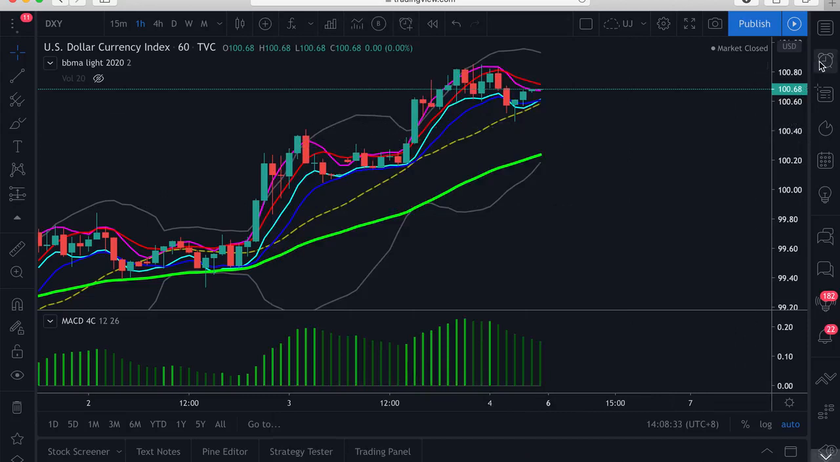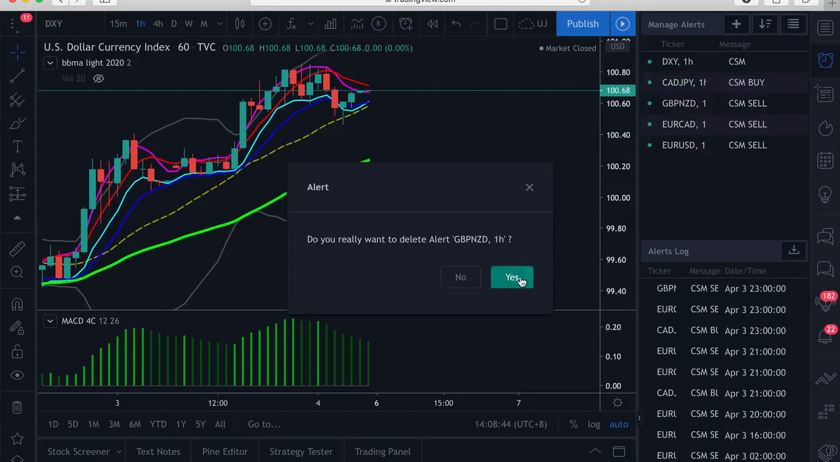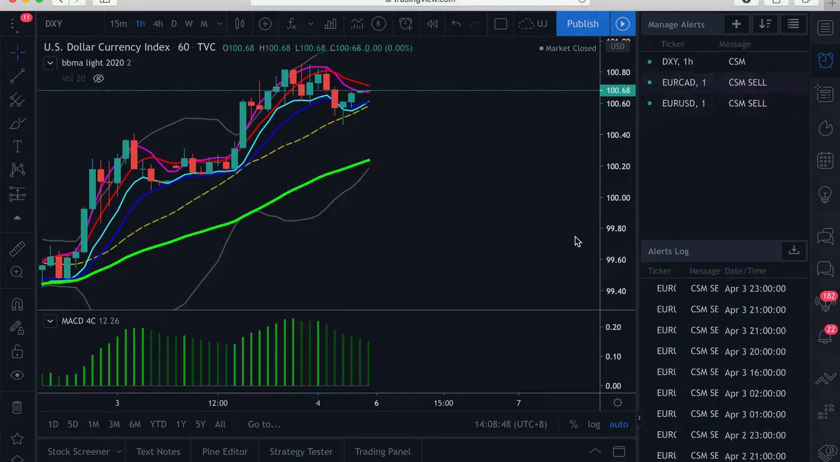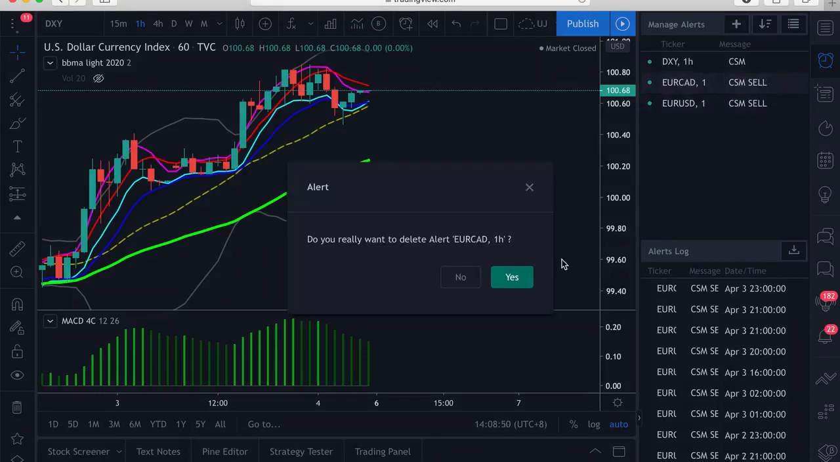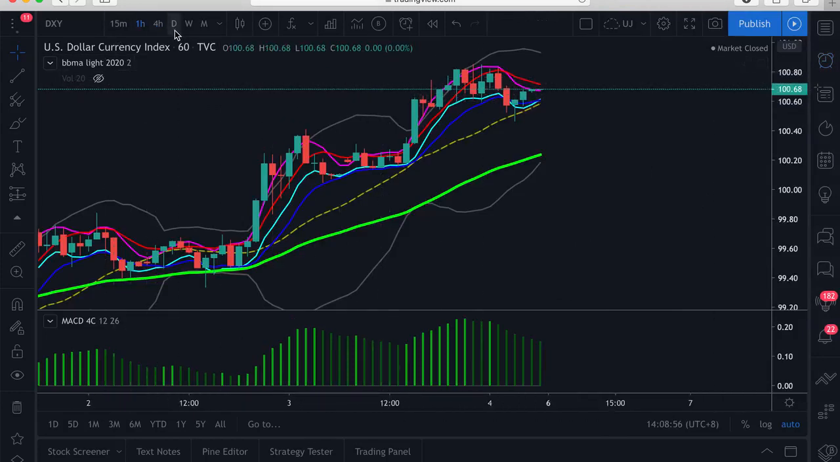Okay, before that, let's remove all the last week's alerts. So as you can see, this is exactly how we do our trade. We use our custom indicator to help us monitor and also manage our trade. Okay, so DXY we're done.